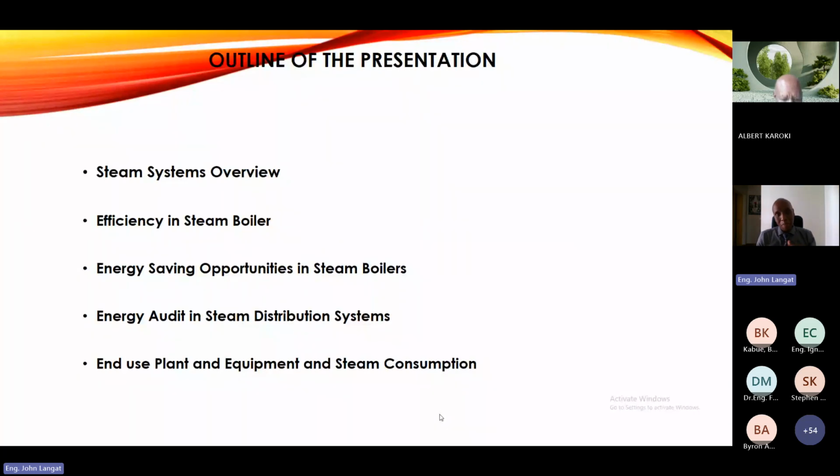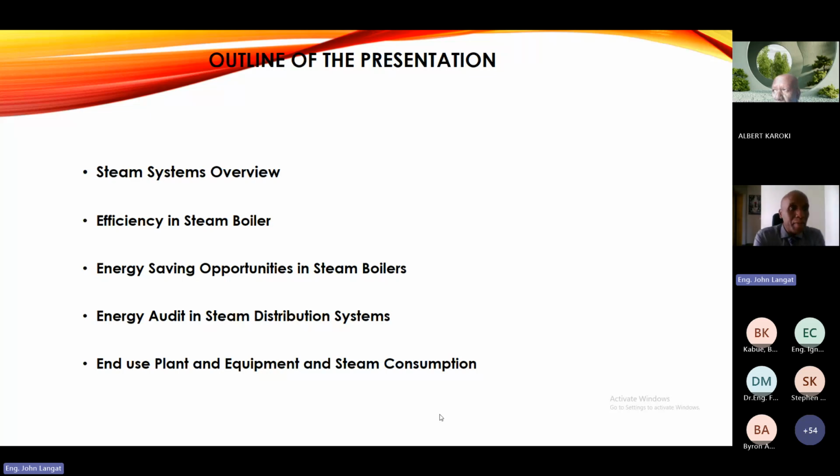I've split this into 2 main parts. That is boiler section, where we look at the boiler overview, then we look at the efficiency, how to determine and calculate the efficiency in a boiler, then what are the energy savings opportunities in a boiler. Then we look at how to audit the steam distribution system also and identify opportunities, identify losses in steam distribution systems. Then lastly, we also look at end-use plant and equipment and how we could save energy from that.